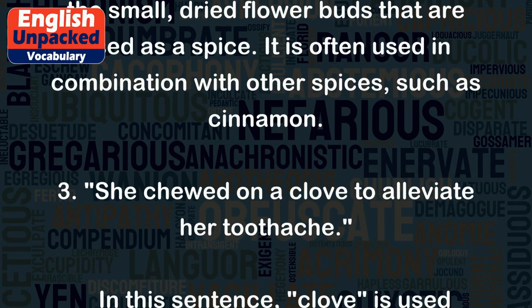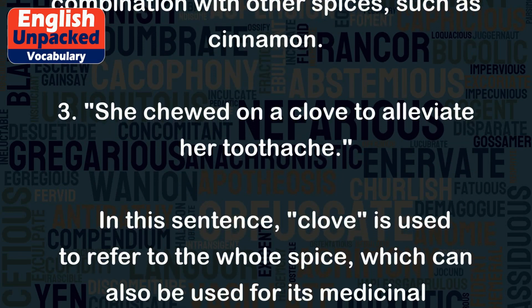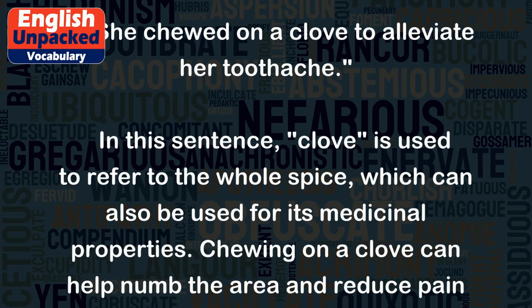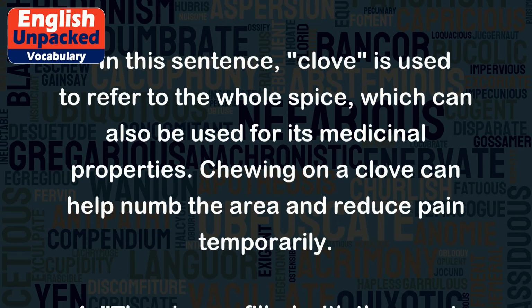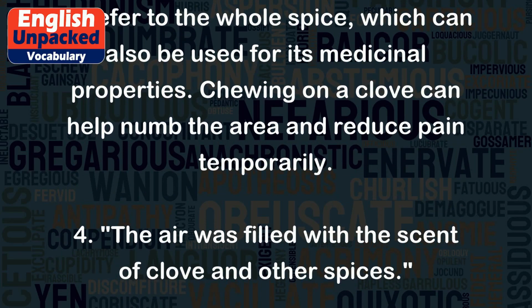3. She chewed on a clove to alleviate her toothache. In this sentence, clove is used to refer to the whole spice, which can also be used for its medicinal properties. Chewing on a clove can help numb the area and reduce pain temporarily.